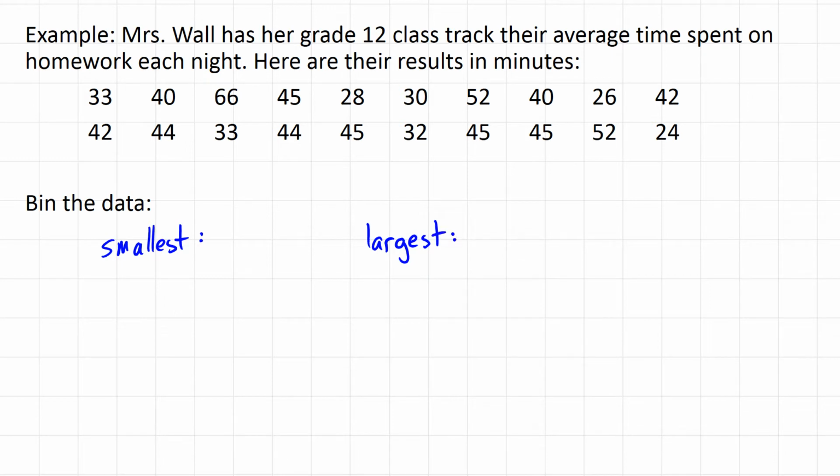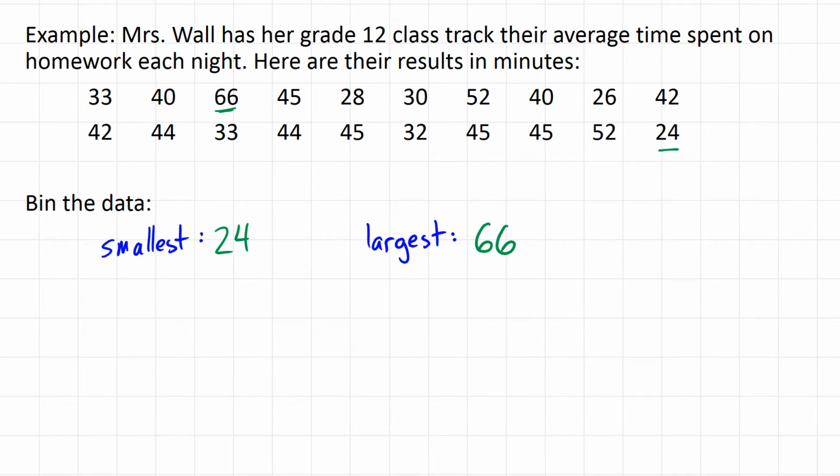Let's start with the smallest. Just scanning through the list, I think I see that 24 is the smallest, so 24 minutes is the smallest average time spent on homework. And what's the largest? Again, scanning through the list, it looks like, to me, I see that it's 66 minutes is the largest. So how many bins should we use?